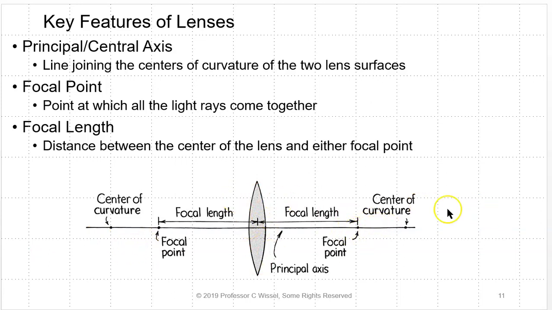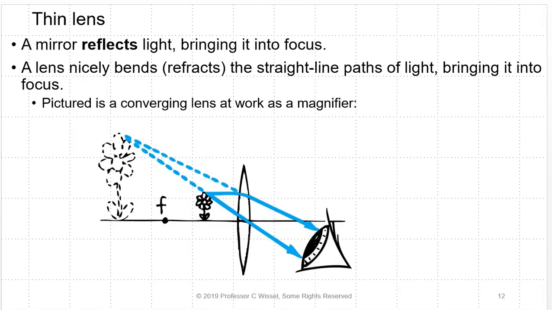If parallel light is coming in from this side, it'll focus at that point, the focal point. So lenses have two focal points, and typically they're equidistant from the center. A mirror will reflect light and bring it into focus, but a lens will bend or refract light. So mirrors are reflectors, lenses are refractors. Be careful, there's only a two-letter difference between these two words.